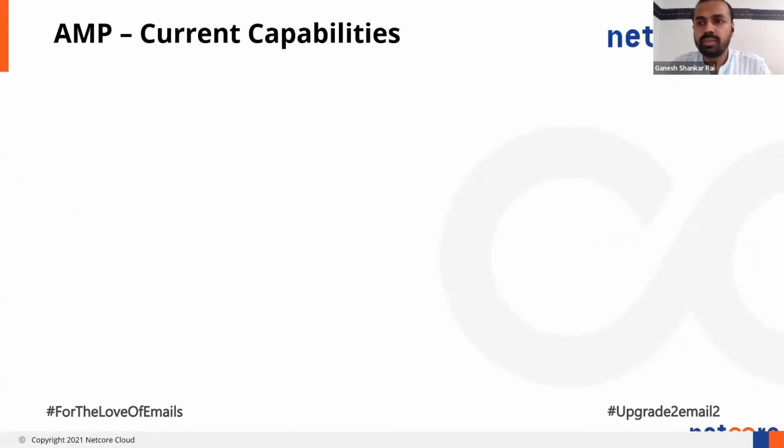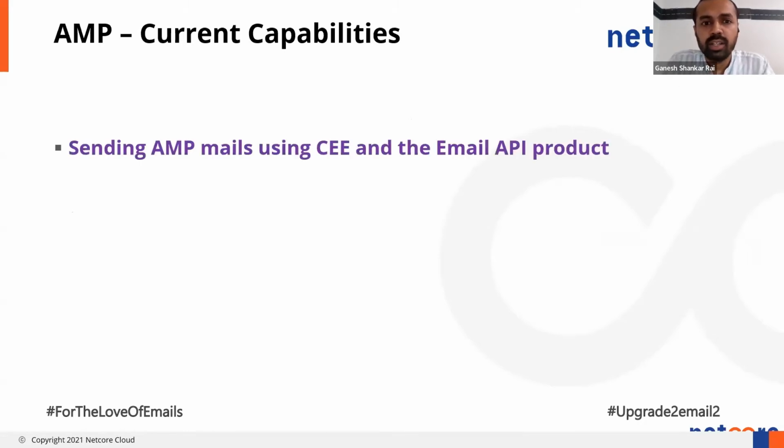Right. So thank you, Alok, for that introduction. So now coming to AMP capability. What we're trying to cover here is what capabilities we currently have within Netcore, and then we'll go on to a future roadmap for our AMP offerings. Right now we can send emails both from our CE platform and our email API product. Sending an AMP email is the same as sending a normal HTML email, delivery-wise. So that part is there with us.